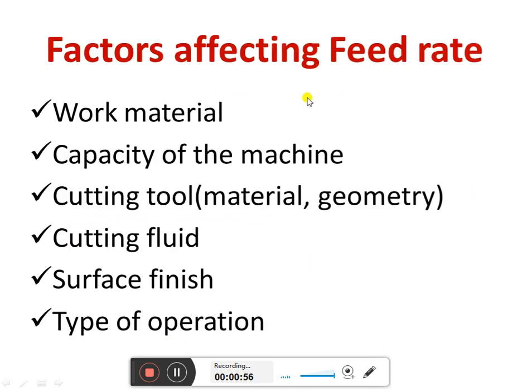So, the factors affecting feed rate. Work material: based on the work material we have to give feed, since different materials have different feed rates. And the capacity of the machine: how much feed we can give a particular machine will be listed in the capacity of the machine. And the cutting tool: based on the cutting tool material or geometry, it affects the feed rate. And cutting fluid, surface finish of the work, and the type of operation. So these are the factors affecting feed rate.